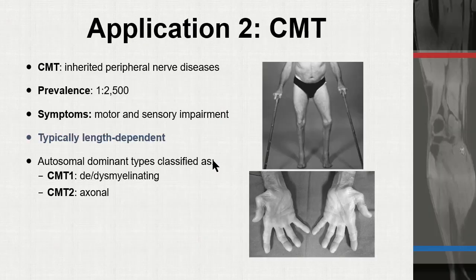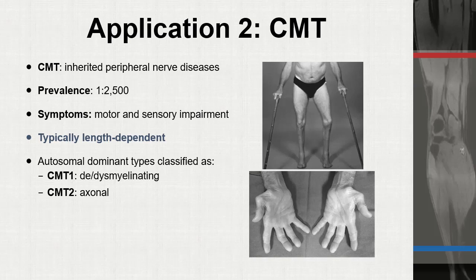The second application that we study at Vanderbilt, and there are many other applications, but I want to highlight this one, is looking outside the brain at Charcot-Marie-Tooth disease. This is an inherited peripheral neuropathy. It's fairly rare, but it creates a long-standing disability over the course of years. It's a motor sensory impairment, and it's typically length dependent.